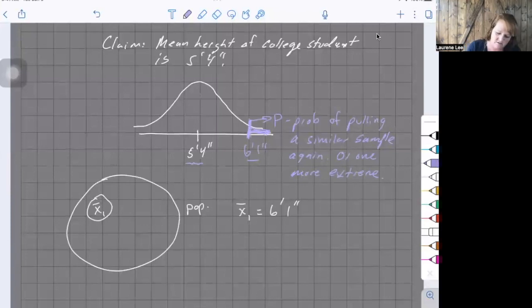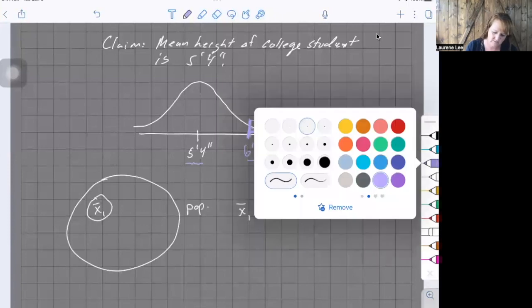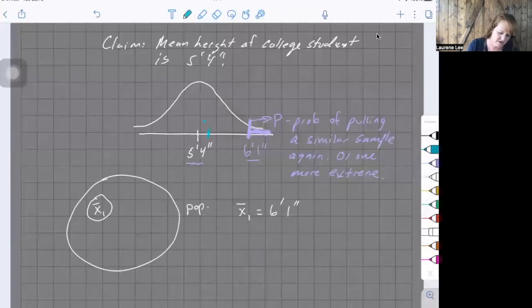Okay, now how do we decide? I mean, obviously, if we've got 6'1", that's an extreme value. If you pull 5 feet 5 inches, that's a pretty close value. So those are obvious, that one of them supports the claim and one of them doesn't. But what if you get a value in the middle? You know, say you had 5 feet 7 inches. Who's to say if that is an extreme value or a typical value?